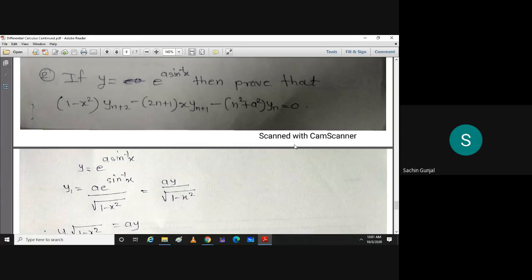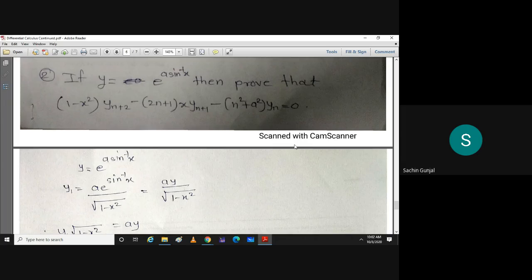So if y is e raised to a sine inverse x, then prove that 1 minus x square y n plus 2 minus 2n plus 1 times x into y n plus 1 minus n square plus a square y n equal to 0. Okay. Can you tell me how you are going to deal with this? Sir, can we take log on both sides? Yes, you can take, but I'll suggest you don't do that.